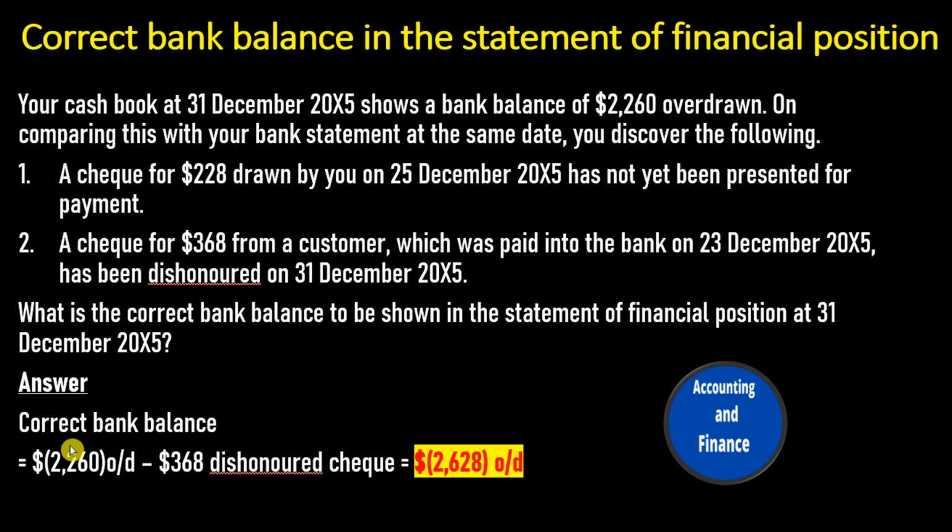Answer. Correct bank balance. $2,260 overdrawn minus $368 dishonored check equals $2,628 overdrawn.